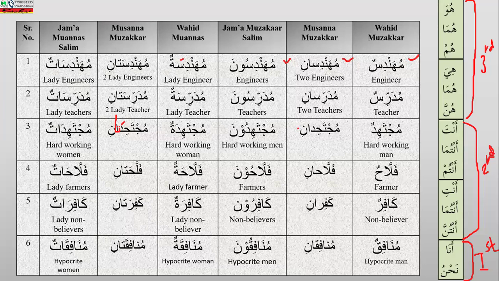Again, ana mujtahidatun. Ana mujtahidani. No, nahnu. We use nahnu for the dual. Sorry. Nahnu mujtahidatani. Nahnu mujtahidatun. Yes. Jazakallah.